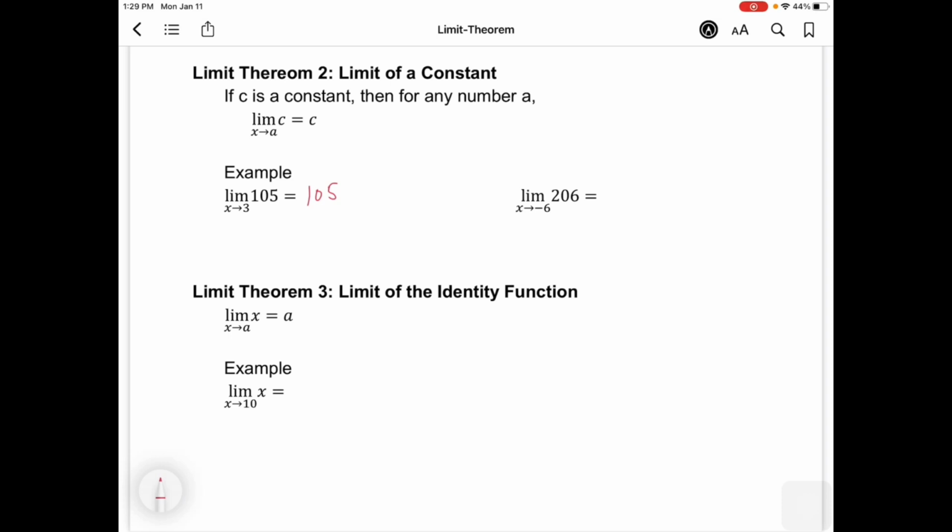The next is the limit of 206 as x approaches negative 6. So the answer here is also the letter c, which is 206.